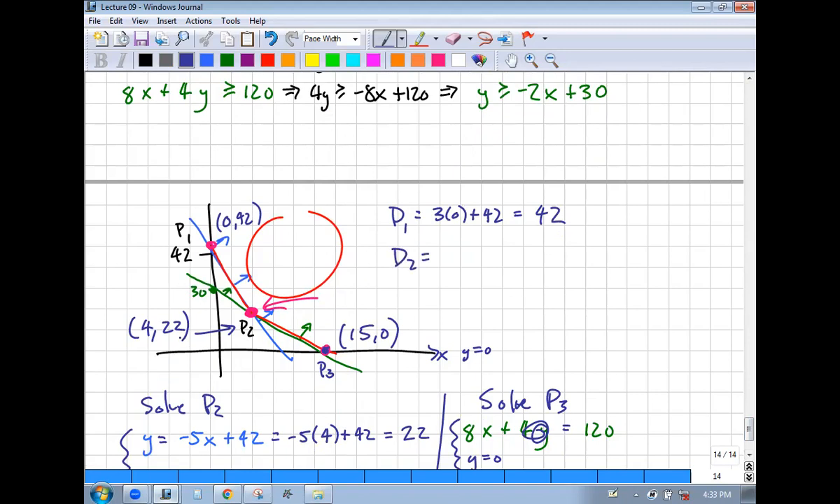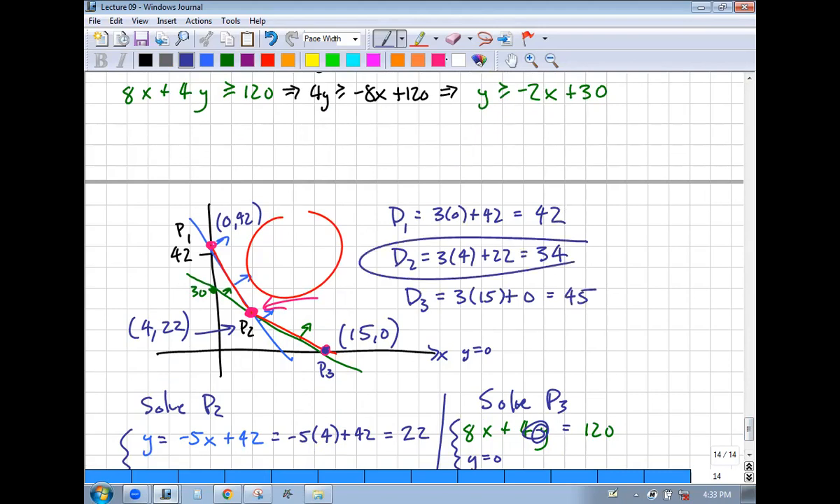For the second point, 4, 22, replace x with 4 and y with 22. 22 and 12 would be 34, so that's better. And now we have P3, replace x with 15 and y with 0. 3 times 15 is 45, so D2 here is our minimum. Gives us your minimum, okay?